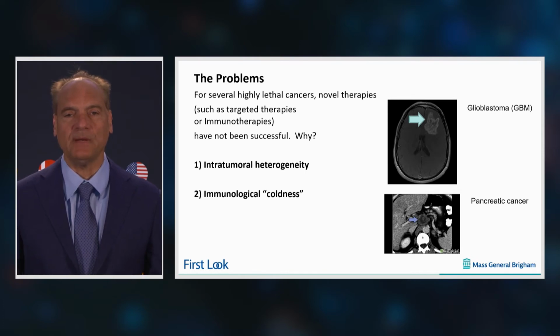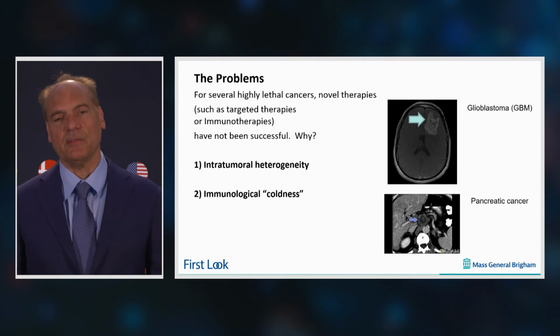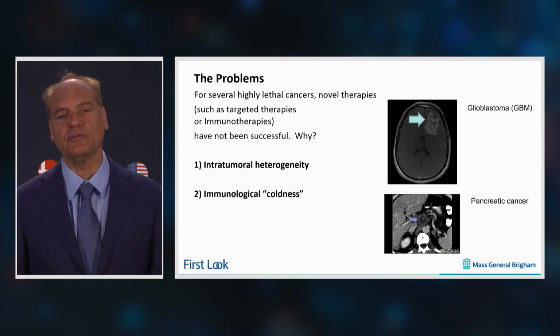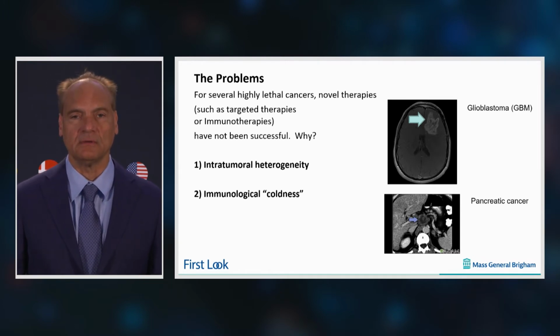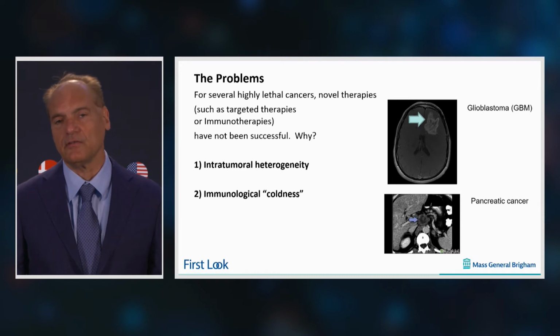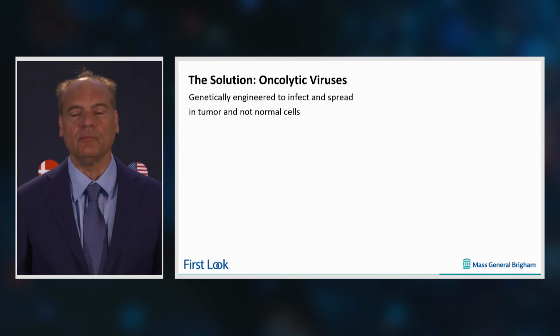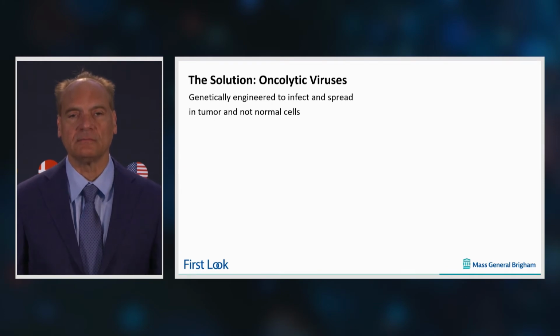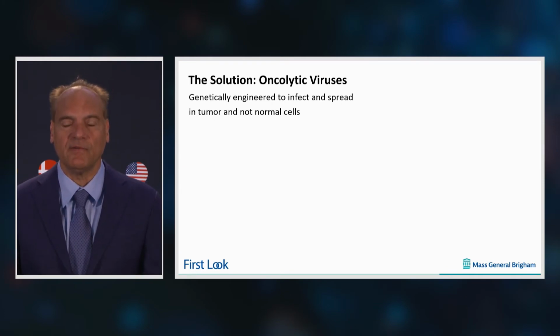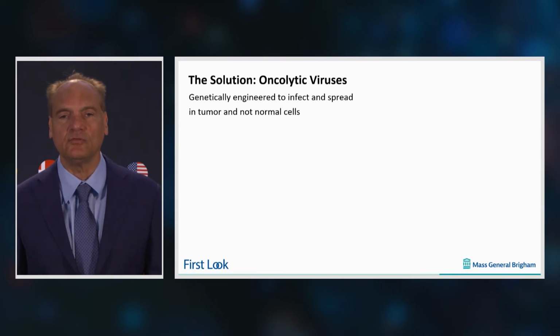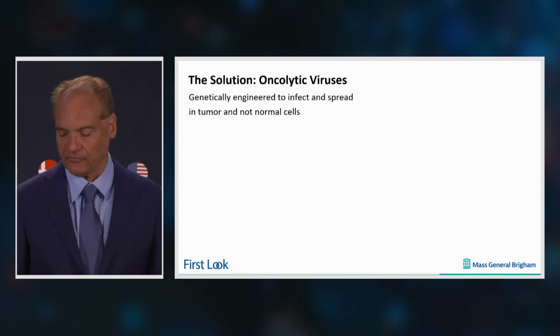Why has immunotherapy not worked? Immunotherapy has not worked because these tumors are also known to be immunologically cold. What that means is that there's very few, if any, inflammatory anti-cancer immune cells within the tumor. Our solution is based on oncolytic viruses. These are viruses that have been genetically engineered to infect and spread in tumoral but sparing normal cells.